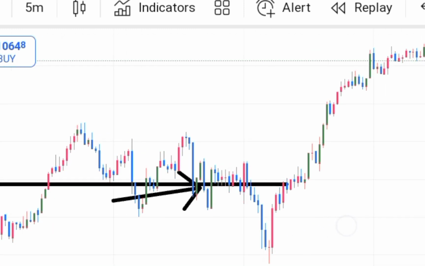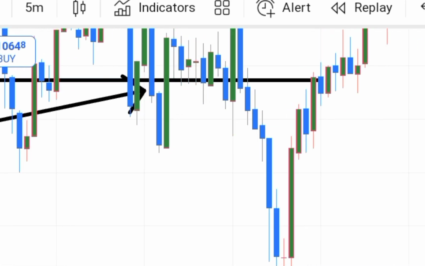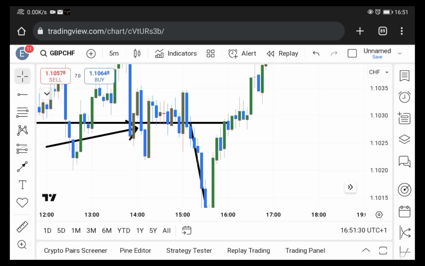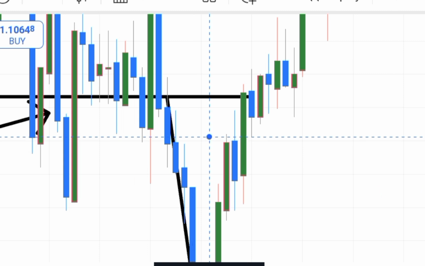So right here was the market coming into it, and it pierced through the line with this leg, and then it came and closed above that same line with this candle here.